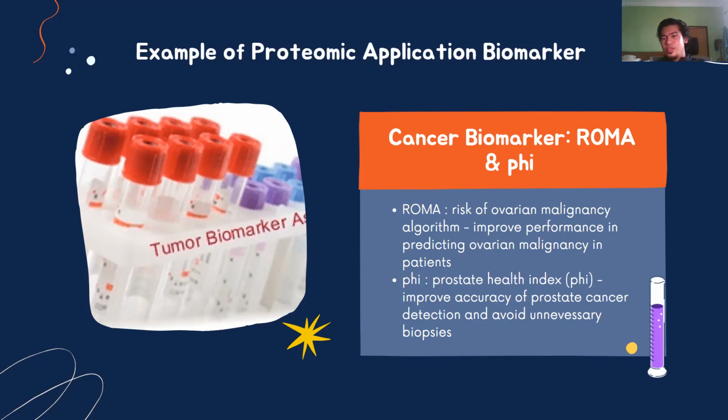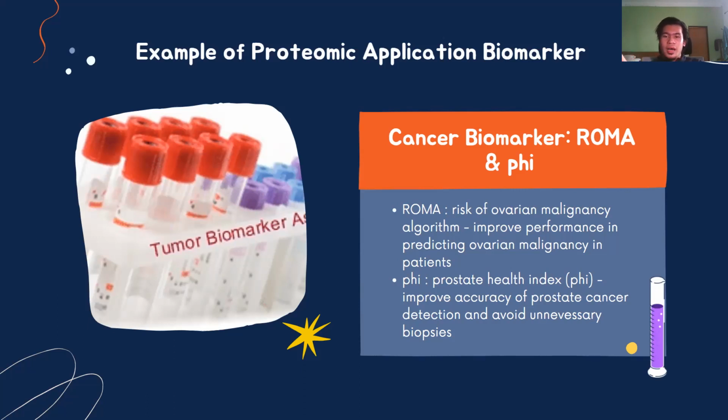So ROMA stands for Risk of Ovarian Malignancy Algorithm, a biomarker that improves the performance in predicting ovarian malignancy in patients. This is a very good biomarker since it can be used on living organisms, especially humans, and doesn't have a side effect. It helps the doctor choose more accurately which side the ovarian malignancy occurs in the patient, so the doctor has a shorter time to treat the patients.